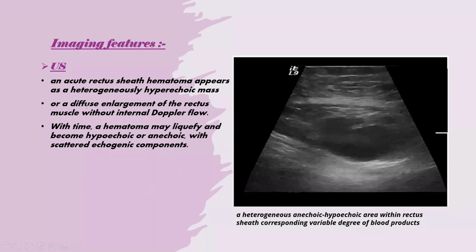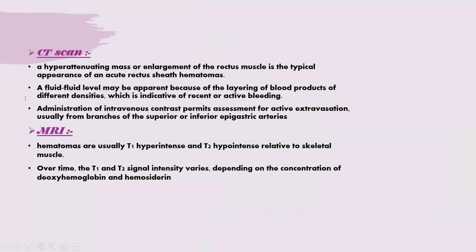CT scan hyperattenuating mass or enlargement of the rectus muscle is the typical appearance of an acute rectus sheath hematoma. Fluid level may be apparent because of layering of blood products of different densities, which is indicative of recent or active bleeding. Administration of IV contrast permits assessment for active extravasation, usually from branches of the superior and inferior epigastric arteries.